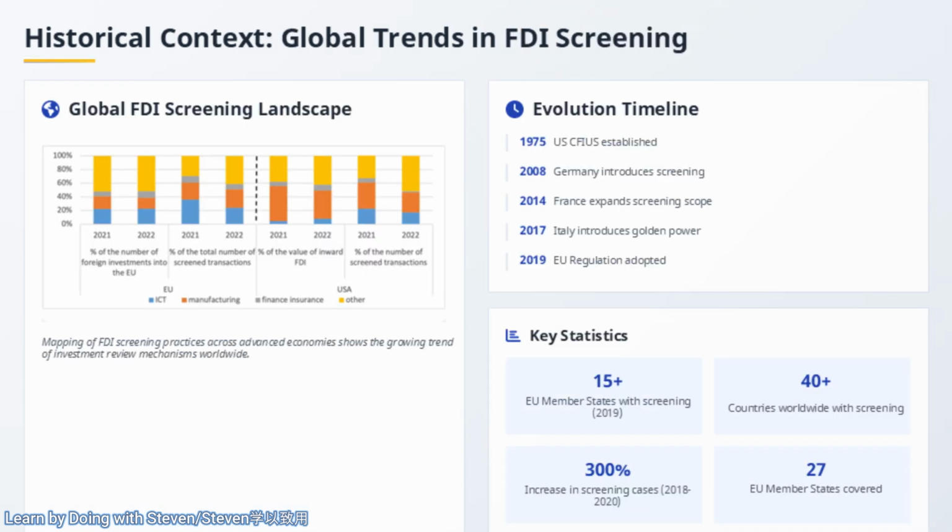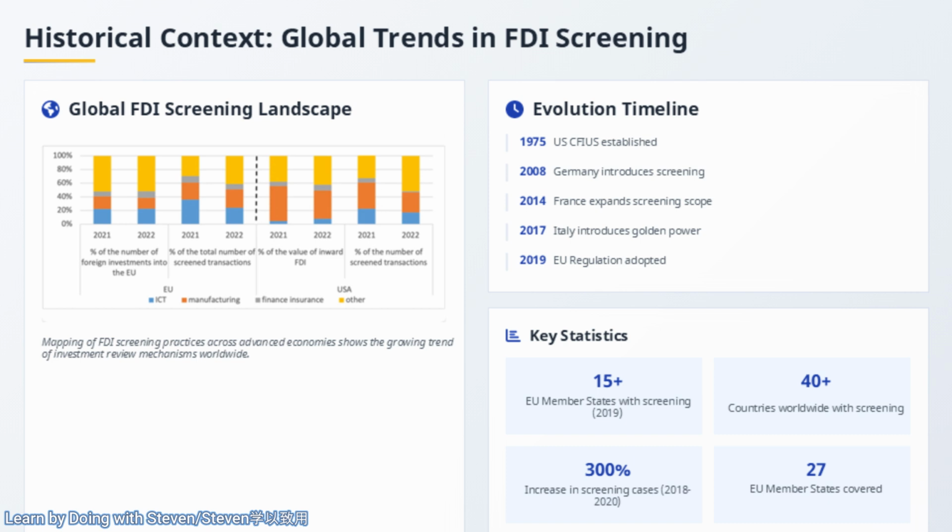transparency. To give you some context and look at the numbers, as of 2019, more than 15 EU member states had a screening mechanism in place. Globally, over 40 countries have some form of screening. We saw a 300% increase in screening cases between 2018 and 2020, and today, all 27 EU member states are covered by this regulation. This isn't a new concept, of course.